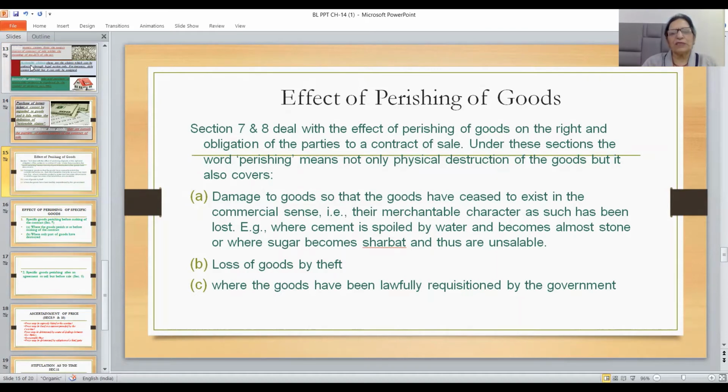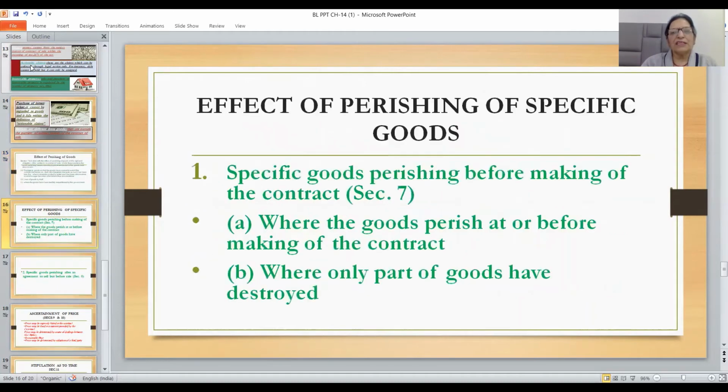It cannot be used. Second is the loss of goods by theft. Goods are stolen, then also this will be included under the perishing of goods. Then where the goods have been lawfully acquired by the government. So all these mean perishing of goods. And now friends, after this I would like to take up what is the impact or effect of perishing of goods. So this I would like to take up under two headings.